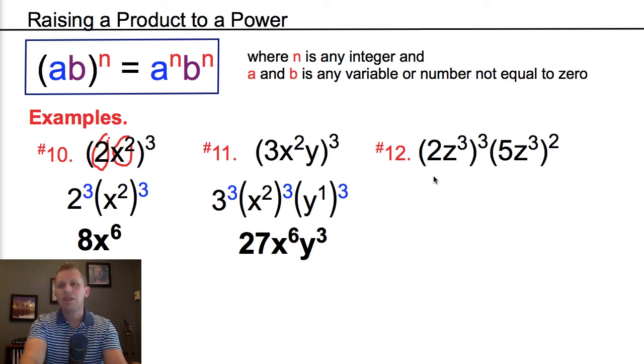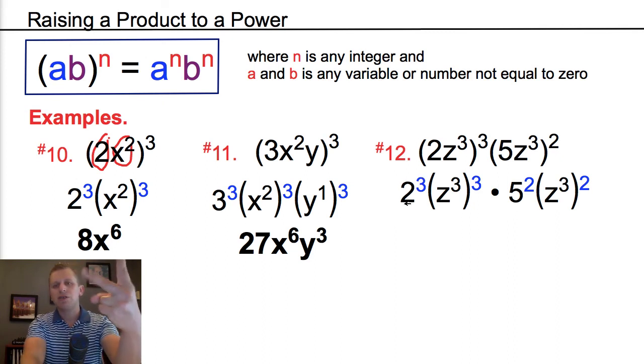And finally, I'm going to do the same piece here. I'll take care of the product last, and I'll take care of the exponents first. Let's first distribute the exponents. 2 will get the power of 3, as will z to the third. 5 will get a power of 2, and z to the third will get a power of 2.